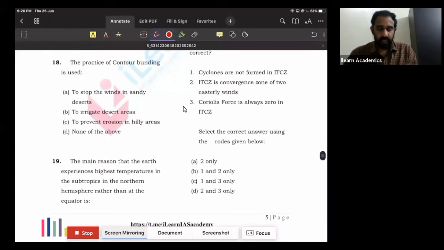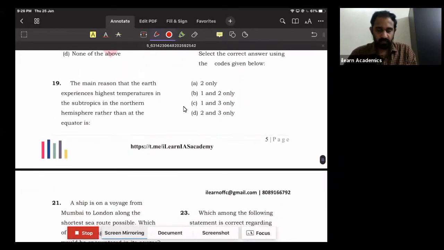Question number 18, practice of contour bunding. We know contour bunding is practiced in the hilly regions to reduce the soil erosion, option C. So learn all the major soil conservation practices, all the major agriculture practices. This is actually very important because it has a lot of practical application. It is very much concerned with the food security of the world. Question number 19.